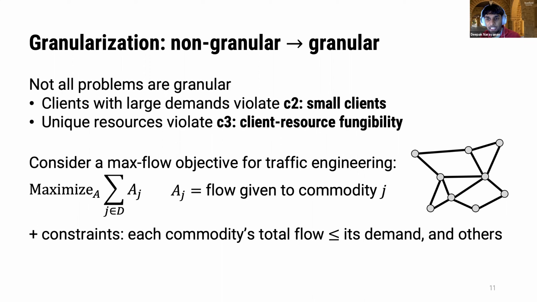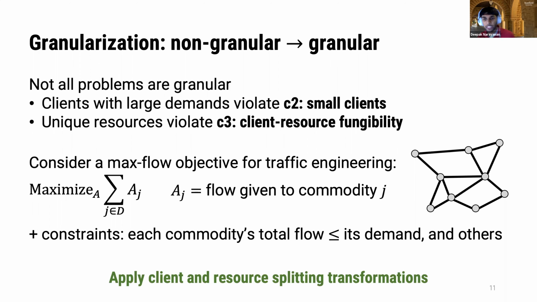Specifically, let us consider a simple max flow traffic engineering problem where we try to allocate link capacity to various commodities while respecting, and trying to get as close to, each commodity's demand. This problem can have some commodities with high demands and might also require the use of links between specific sites to ensure a high total flow. In such cases, we can apply client and resource splitting transformations to transform such non-granular problems into granular ones.